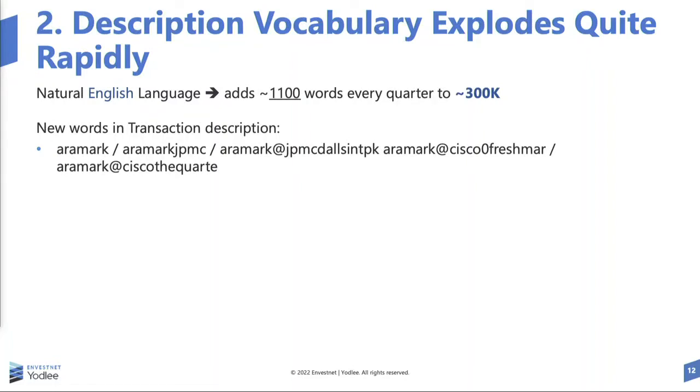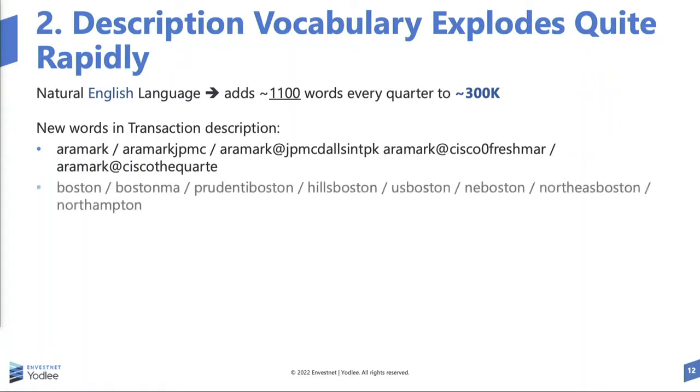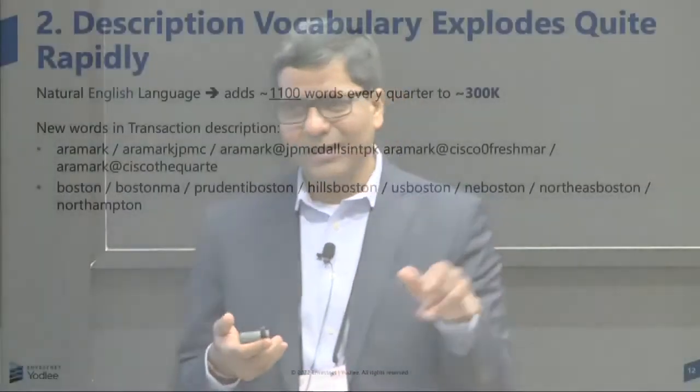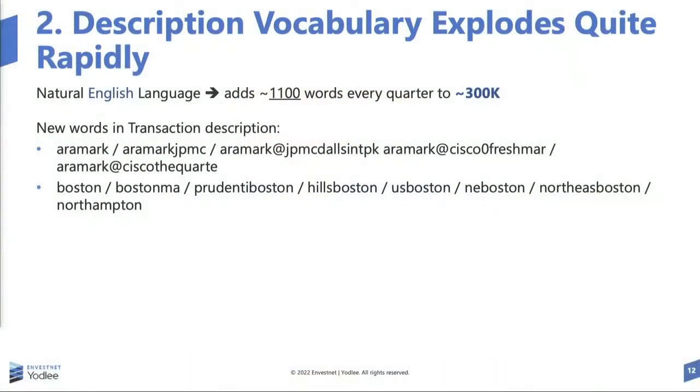And we're just trying to contrast this with how the natural English language progresses. Look at some examples. We are in Boston here. We'll see the word Boston combined together, or what looks like the Prudential building, but again abbreviated a little bit, and then you see the variance there. So these newer words keep coming in very frequently as part of the vocabulary of this transaction description.